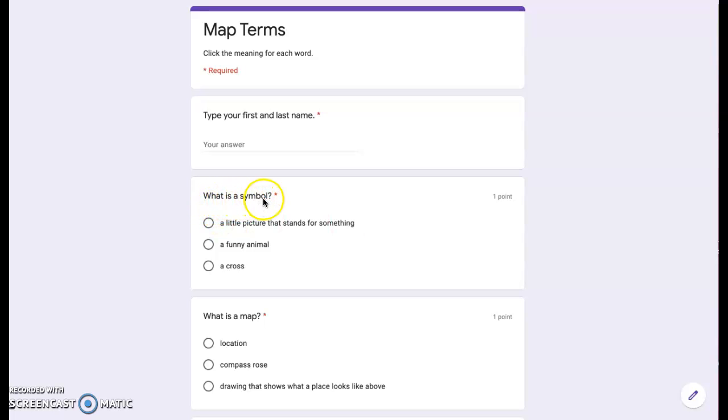What is a symbol? A little picture that stands for something, a funny animal, or a cross? I'll read that again. What is a symbol? A little picture that stands for something, a funny animal, or a cross?